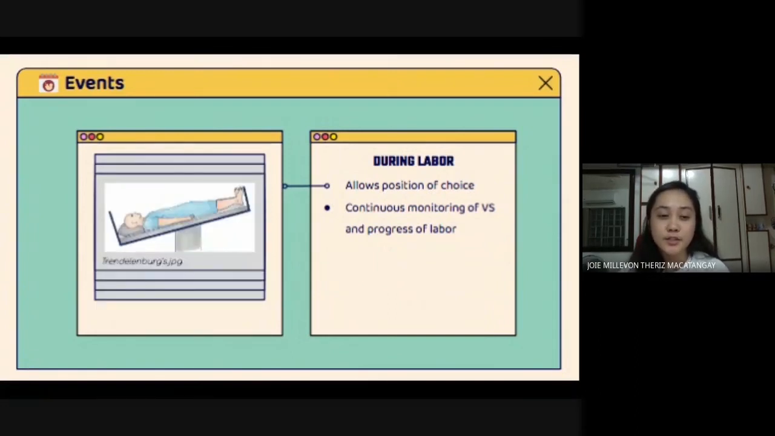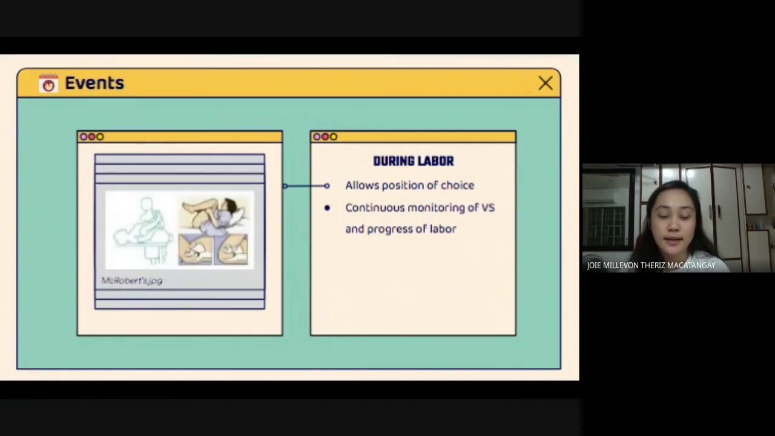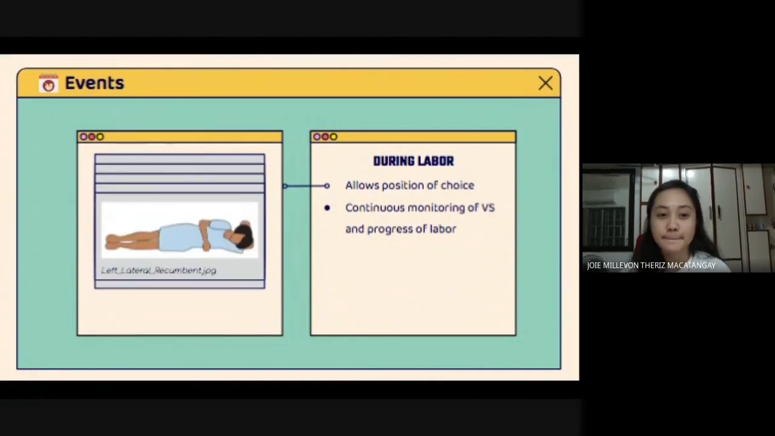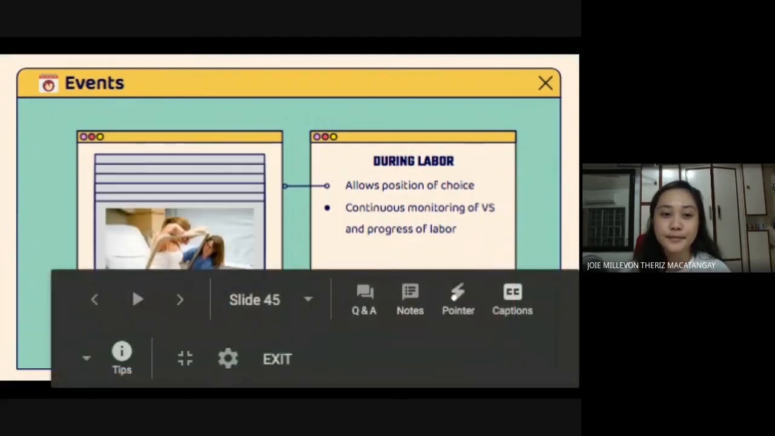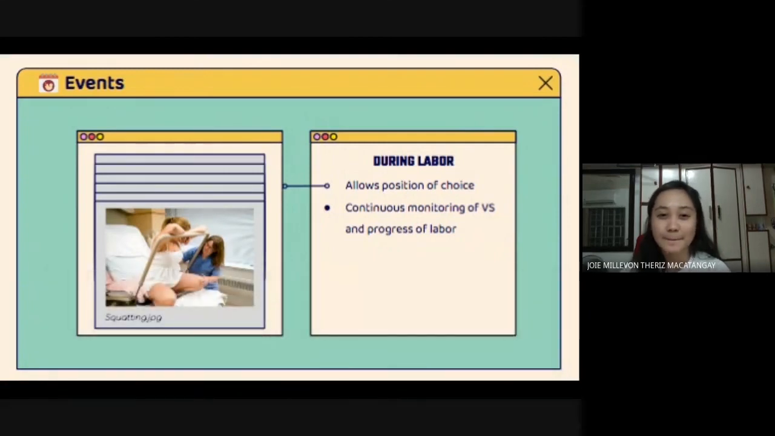Next po is Trendelenburg and McRoberts maneuver. Ito po, kita niyo po yung knees po malapit po sa chest. So ginagawa po ito to maximize the opening of the vagina. We also have left lateral recumbent. This aids the woman as this releases pressure from the inferior vena cava to facilitate circulation. And meron din po tayong squatting. Yes, may squatting po.